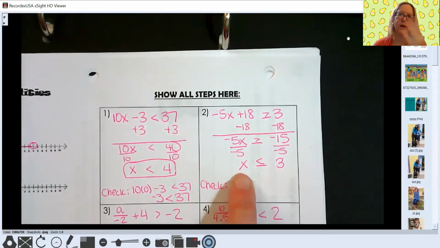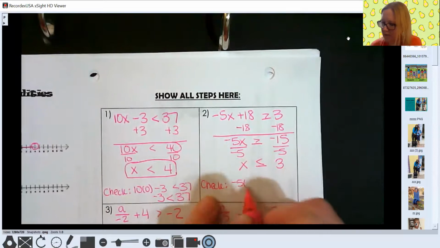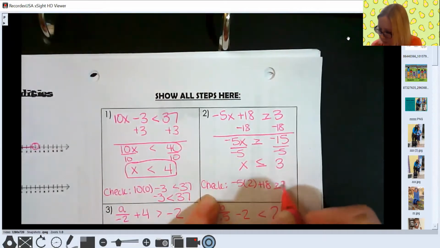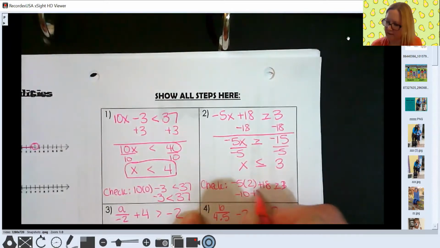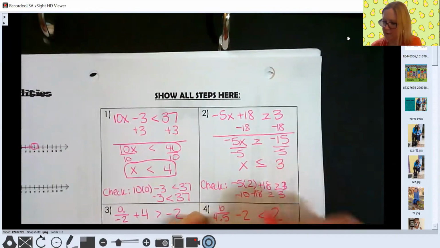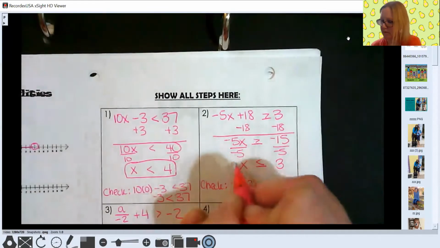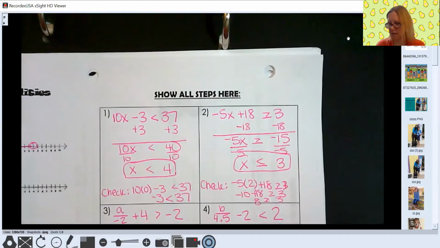Let's say 2, because 2 is less than 3. So if I use 2, I have -5 times 2 plus 18 is greater than or equal to 3. So that's -10 plus 18 is greater than or equal to 3. -10 plus 18 is 8, and 8 is greater than or equal to 3. Okay, so my solution on number 2 is x is less than or equal to 3.